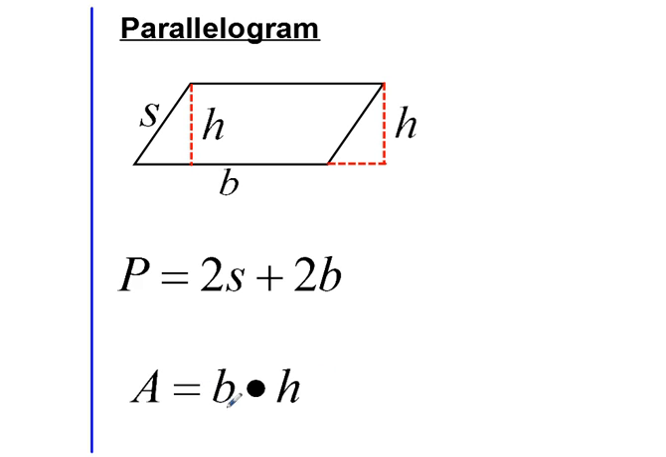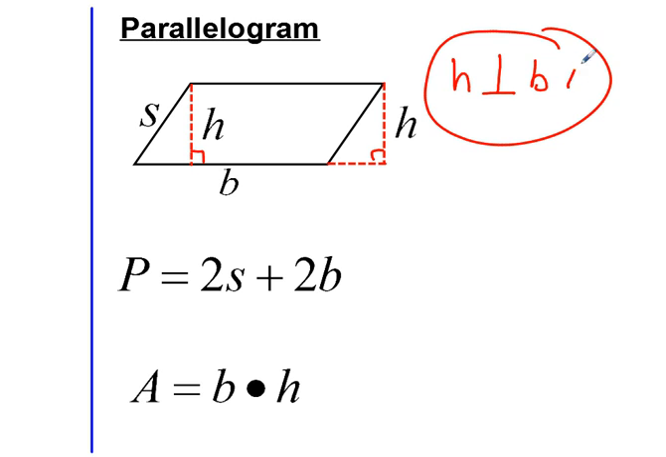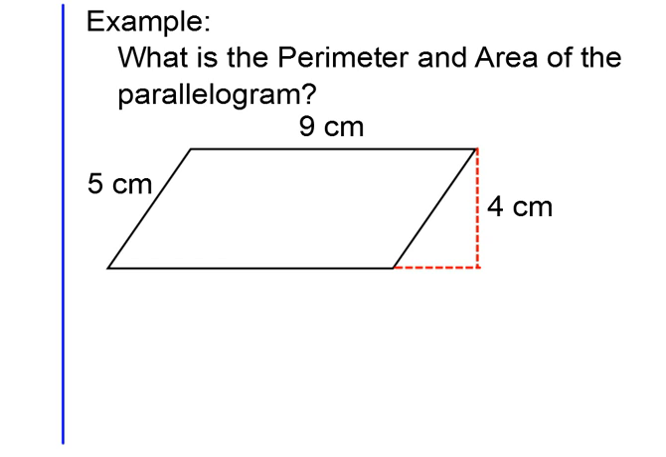Area is similar to rectangles in the way that we just multiply 2 numbers, but parallelograms typically call it base and height. It's important to realize that heights are always perpendicular to a base, always. Okay, so height is always perpendicular to a base. It's important to remember. And once you know those 2 numbers, you just multiply them. So let's find the perimeter and the area of this parallelogram.